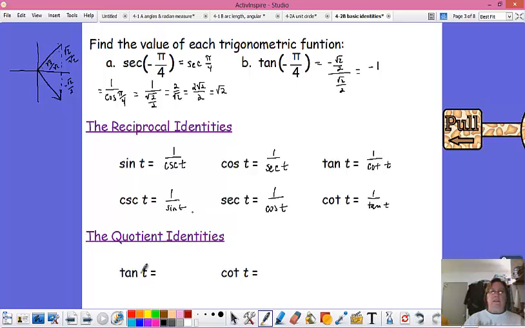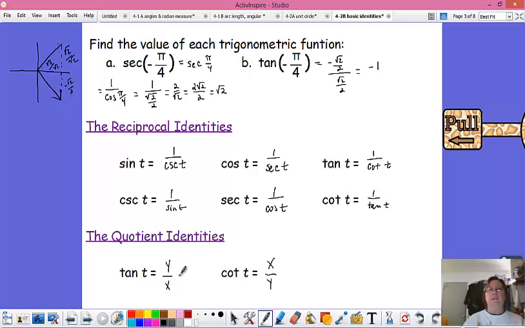The quotient identities, folks, are going to be important to us. And remembering that the tangent of an angle is its y over its x, right? Because it's opposite over adjacent. So the tangent of any angle t is y over x. That's a quotient or a division. The cotangent is the reciprocal of that, x over y. So this is true. The tangent is y over x.